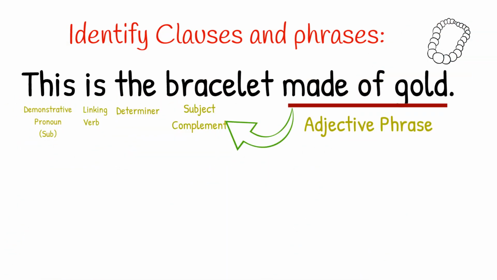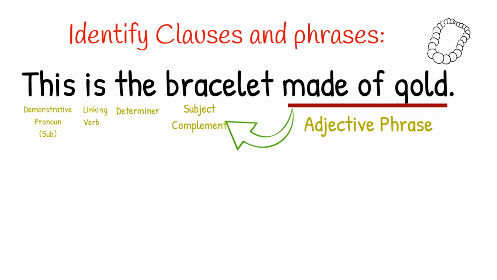This is the bracelet made of gold. Here this is a demonstrative pronoun and it acts as the subject of the linking verb is. And bracelet is a noun which acts as the subject complement and the is determiner. Remember, without determiner, we cannot use any common noun. Remember, linking verb links the subject complement with its subject.